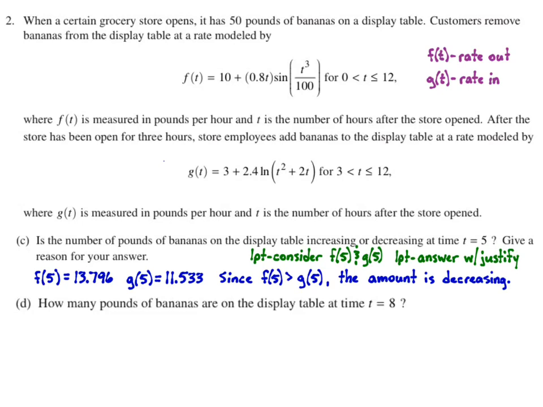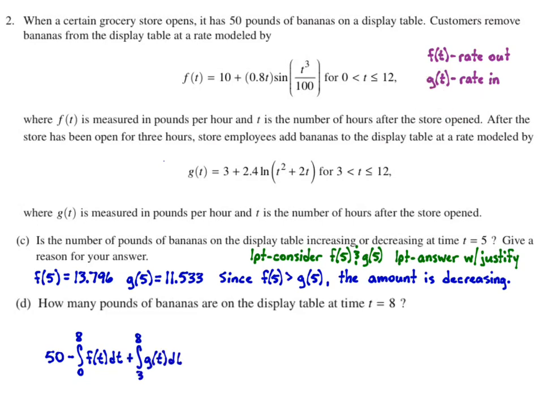Well, it says up here that we started with 50 pounds. So we'd say, okay, we started with 50, and then we subtracted the amount that was taken away. So since f represents the rate out, the integral of f represents the amount that was taken away. And then we need to add to that the amount that was added. So we need to add to it the integral of g.